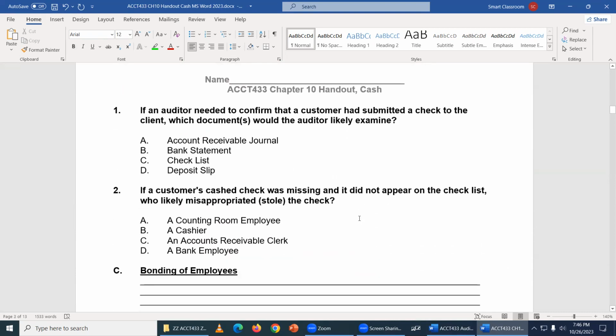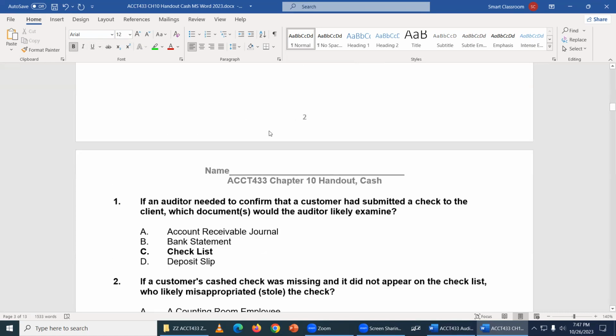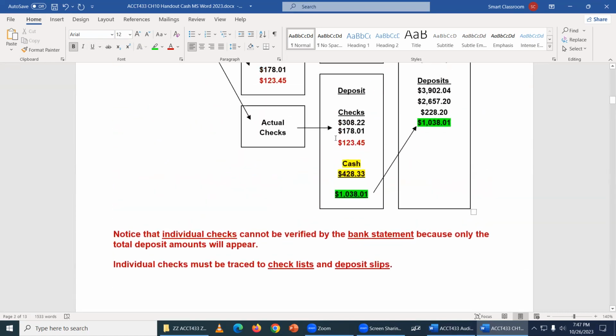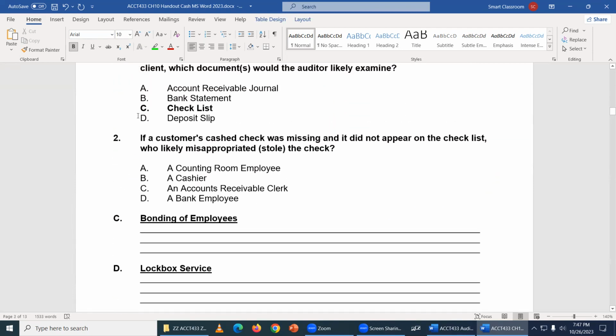Let's go to the first one here. If an auditor needed to confirm that a customer had submitted a check to the client, which documents would the auditor likely examine? Bank statement? A checklist. Yep. Overall, you look at the bank statement, but if you want to see an individual check, you're going to have to go to the deposit slip or the checklist. And in this case, these two would probably be the ones you'd want to look at.